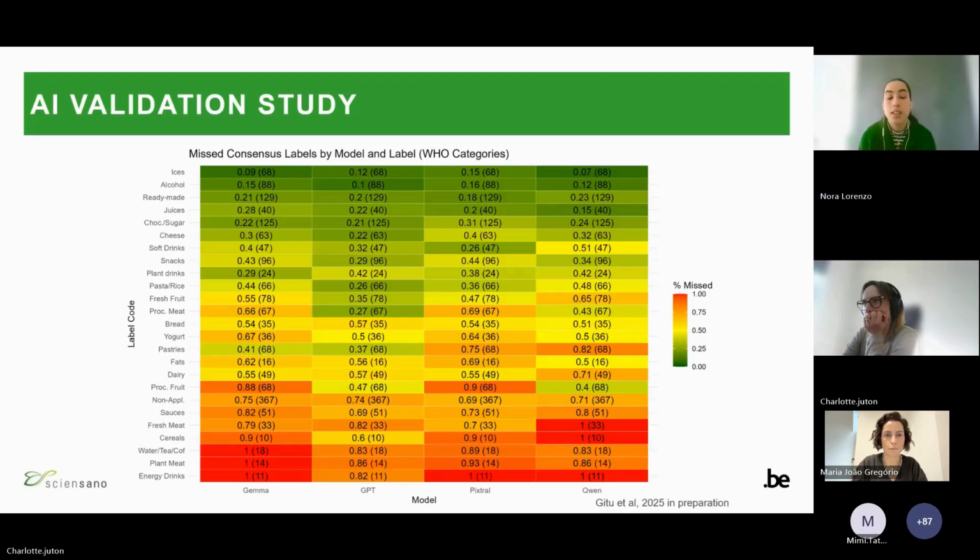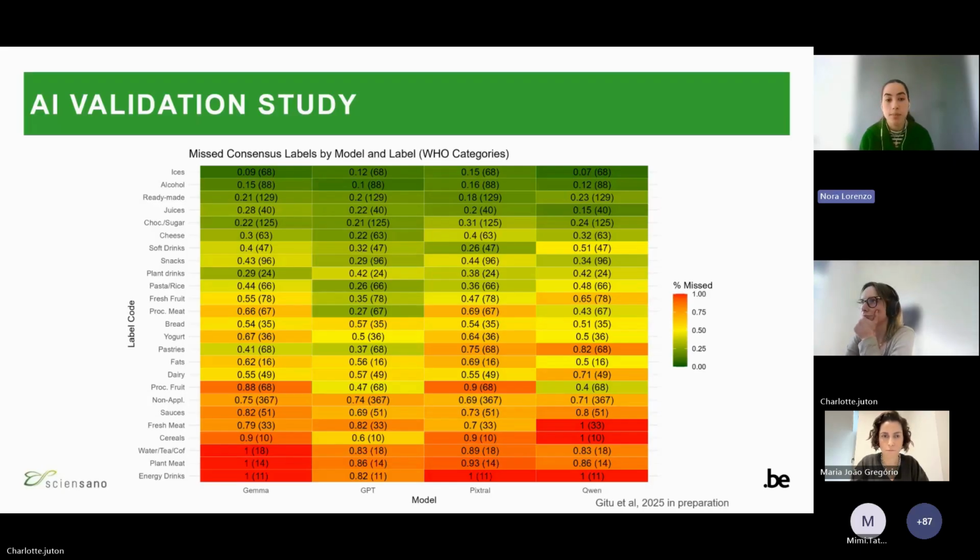Next, please. So here we can see another example with the classification of the WHO nutrient profile model 2023 categories. For the first, let's say, 5 to 10 categories, the AIs are performing quite well compared to the dietitian coding. For the last, let's say, 5 to 10, they're missing quite a lot of categories or not performing as well.